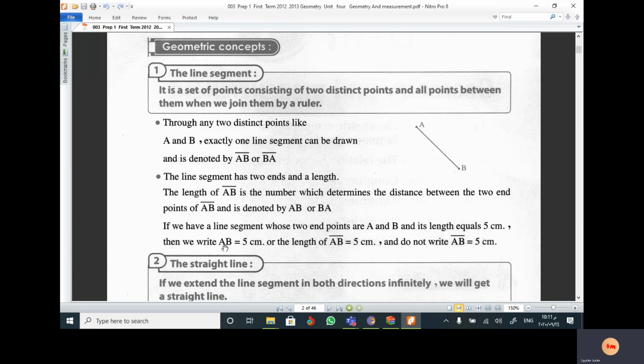The length of line segment AB equals 5 centimeters. You can write it as the length of line segment and put the line here equal 5 centimeters.